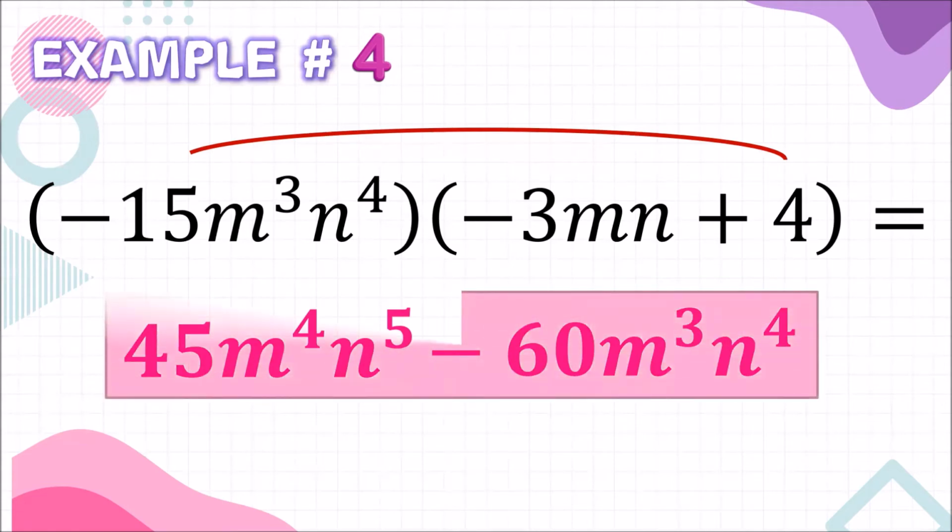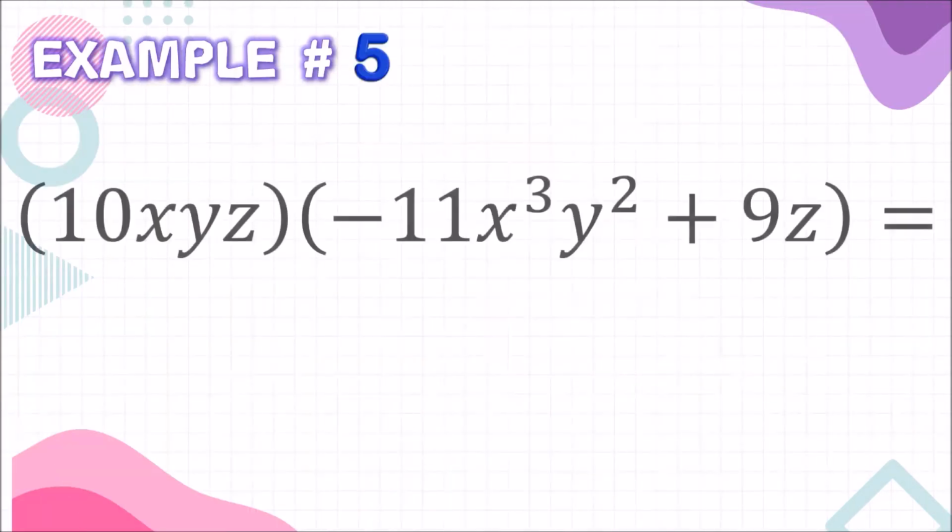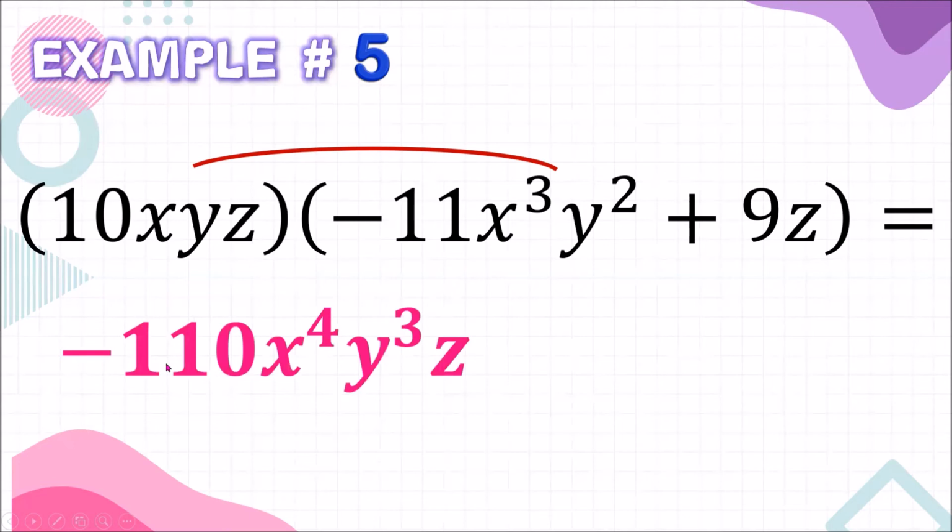Example number 5. We have 10xyz times the quantity negative 11x cubed y squared plus 9z. So we have here 10 times negative 11, so that is negative 110. And then x, look for x, so it will become x to the fourth, 1 and then 3. Y and y squared, y cubed, and then just copy z. So we have here negative 110 x to the fourth y cubed z.